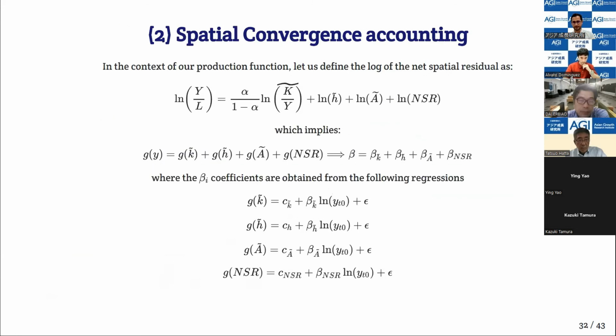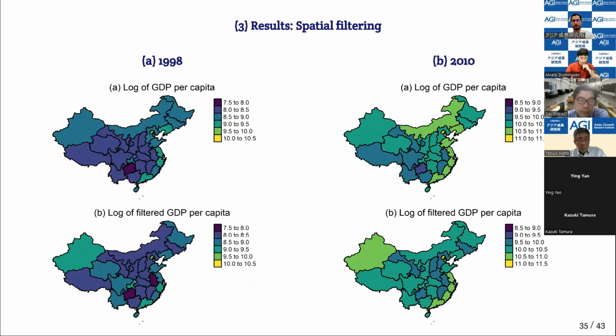Now, what do we do next? Then we're going to first show you how GDP per capita changes once we filter the data. So you can see here in 1998, in the top left of the slide, we have the log of GDP per capita. And then B, the bottom part, would be the log of the filtered GDP per capita. So you can see, for example, that regions that were somehow poorer in the western part of China, once you filter them, will become rich. Meaning that if those regions somehow did not have their neighbors, they would be slightly richer.